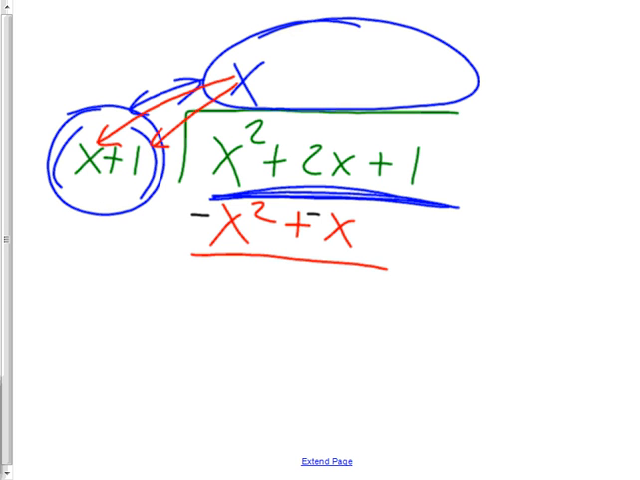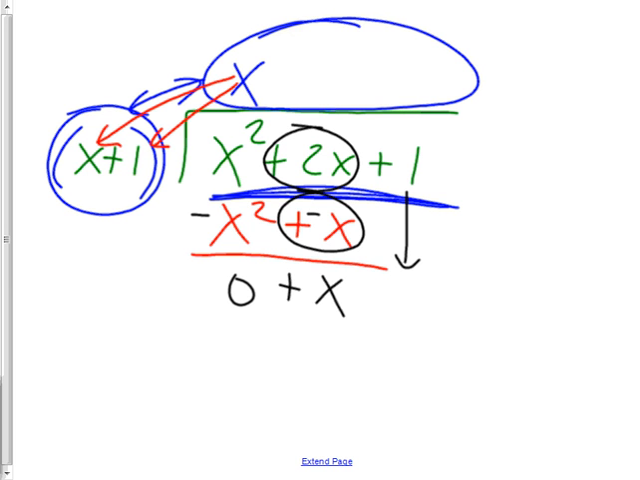then x squared minus x squared cancels out and it's gone. And what's positive 2x and a negative x make? Plus x, or just x. And then I drop the 1 down just like before. See where we're going with this? Now I got to figure out what to put here.